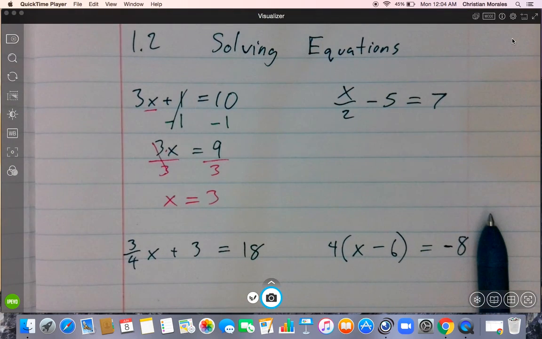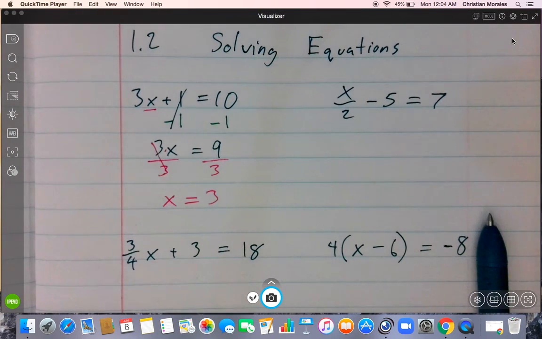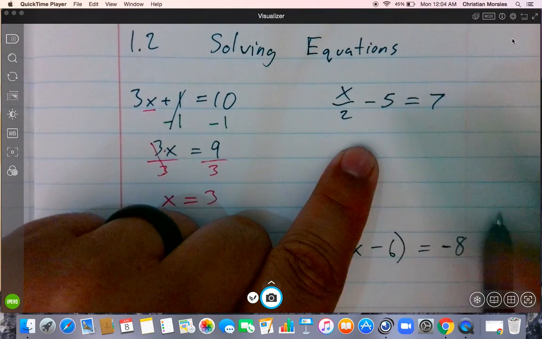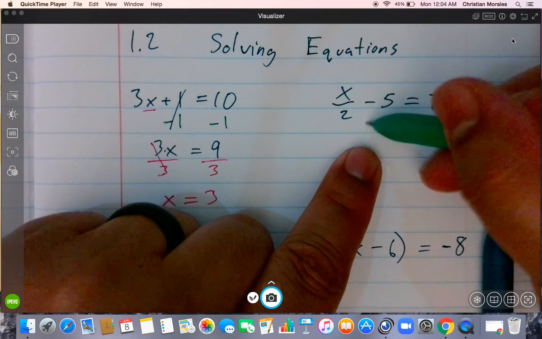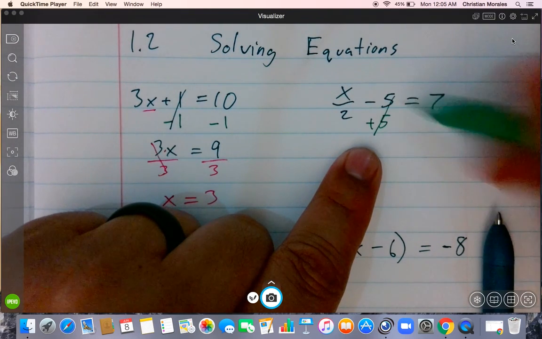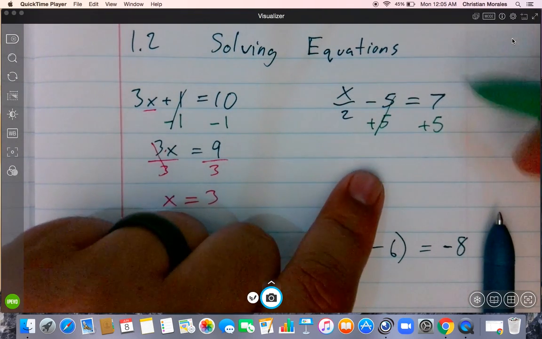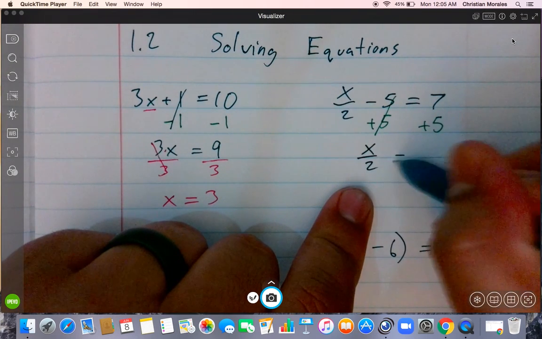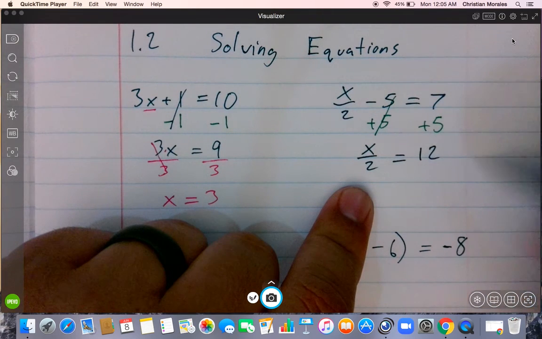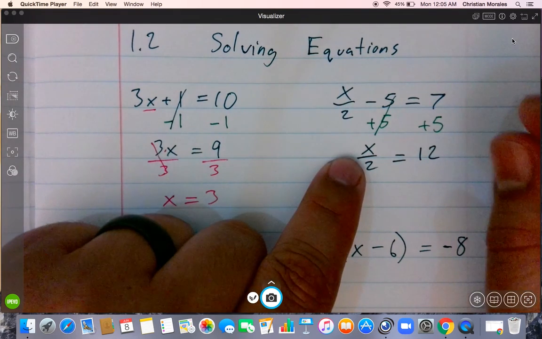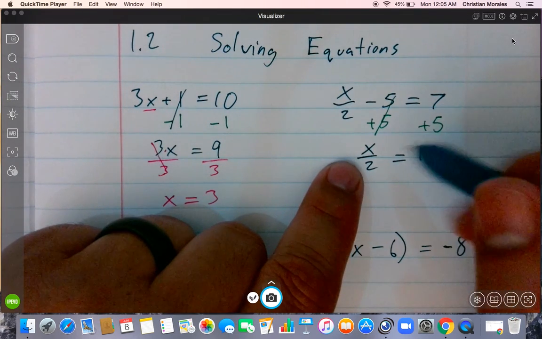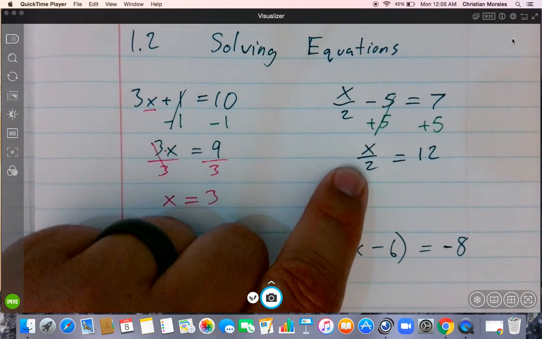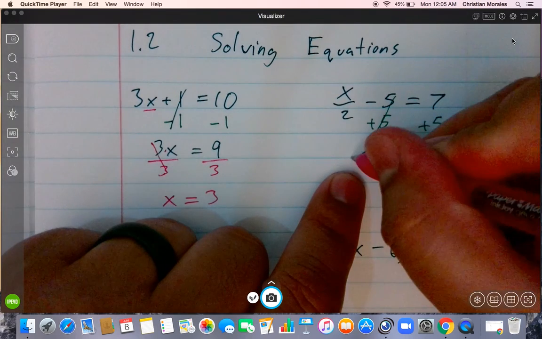All right, so we're just going to do a couple more examples like this. Here we go. Starting with the minus 5. The inverse of minus 5 is adding 5. Add 5 to both sides. You're going to end up with x over 2 equals 12. Now this you can treat as a fraction, or you can just do it as dividing by 2. What is the inverse of dividing? Multiplying. So you're going to multiply.